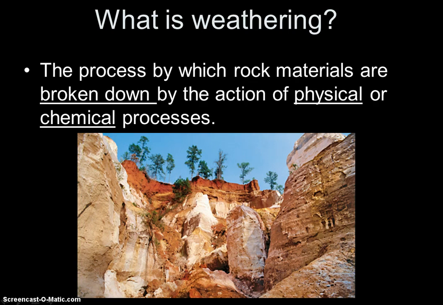And weathering is the process by which rock materials are broken down by the action of physical or chemical processes. So we have two different kinds of weathering. That's physical and chemical. So we're going to look at each one separately. But the important thing to remember is that weathering is the breaking down of rock. It's taking rock and breaking it into smaller pieces.